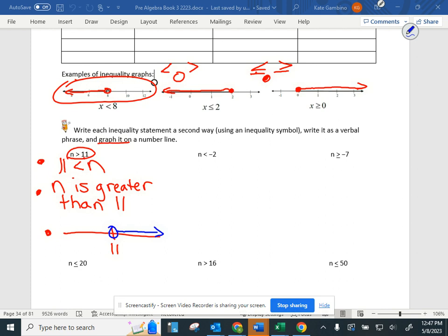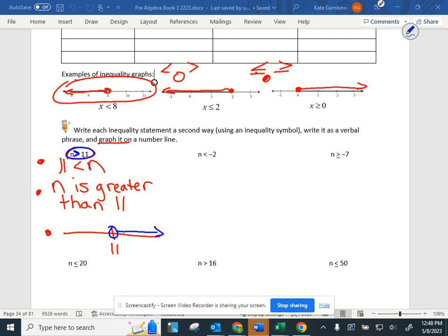So it's easy to say that if N is greater than 11, look at here, our arrow is pointing to the right because our inequality is pointing to the right. We cannot rely on that when our N is on the right side because here that arrow is pointing to the left, but it's still N is greater than 11. So you have to really see if 11 is less than N, that means N has to be bigger. You have to be able to read it the other way.